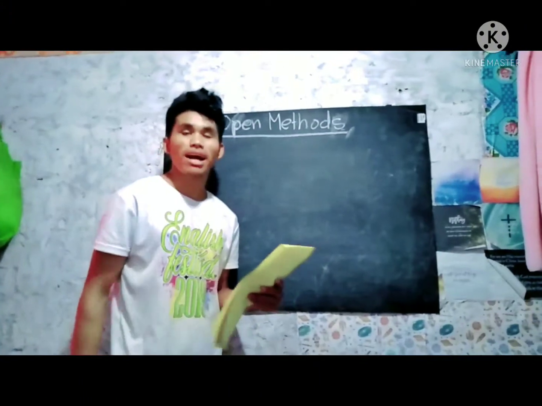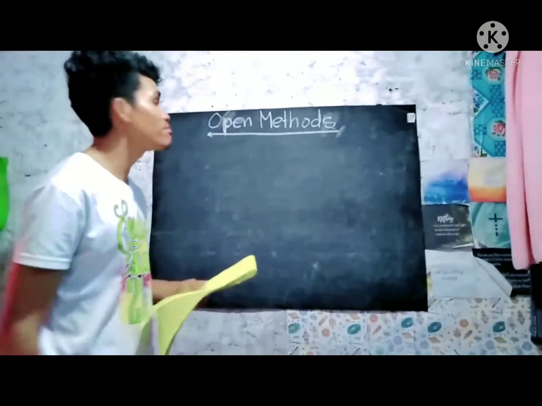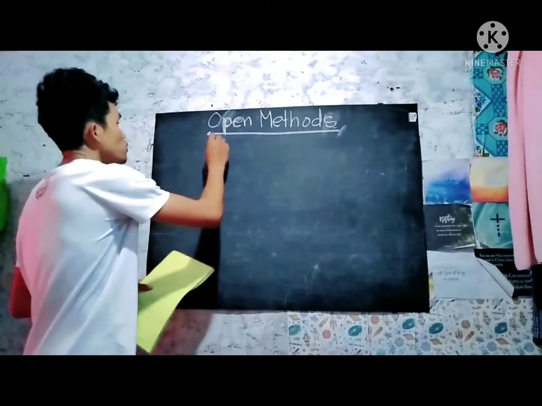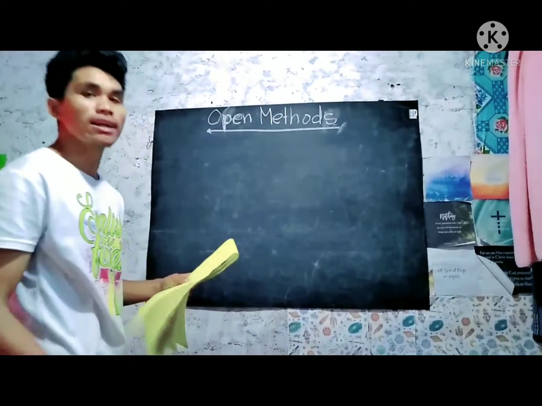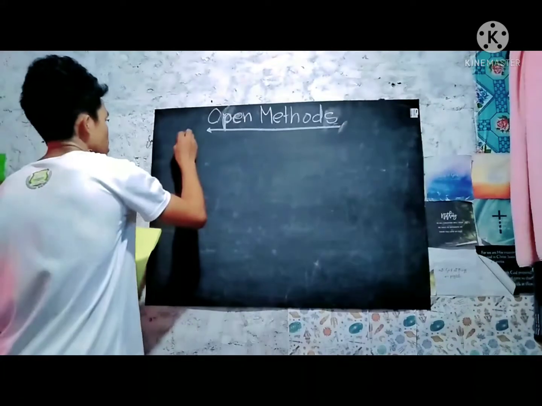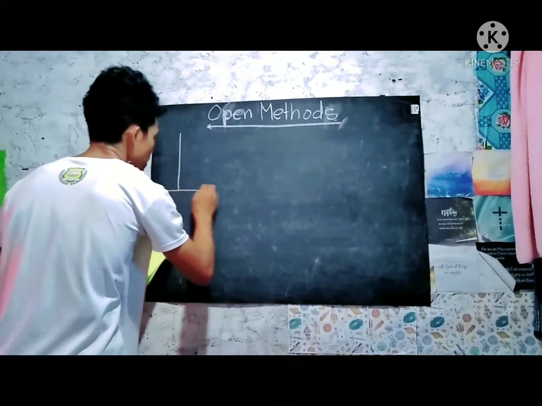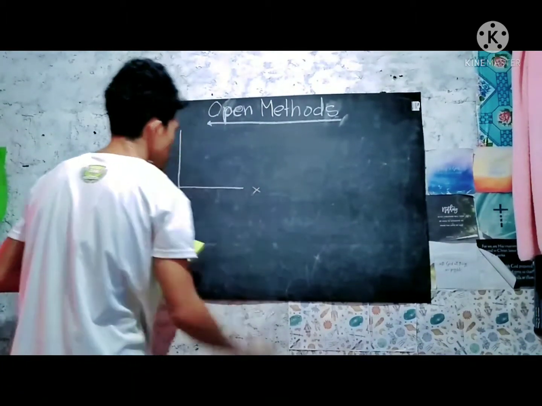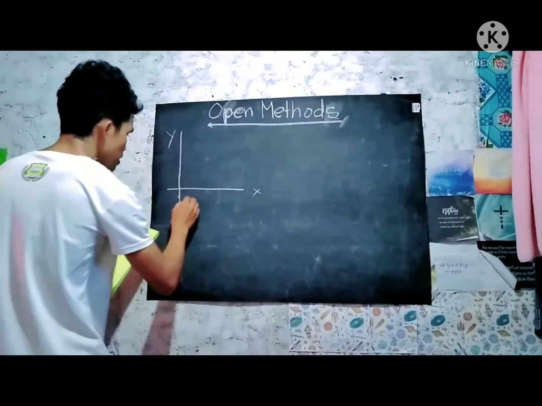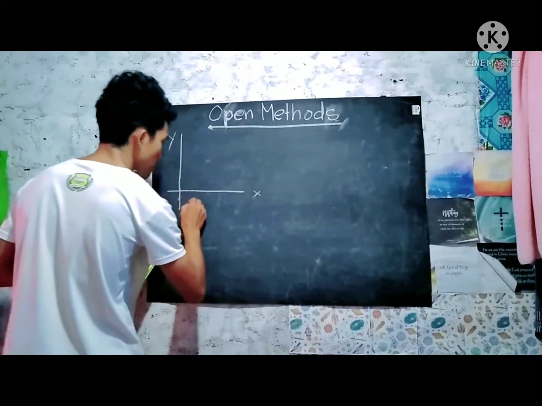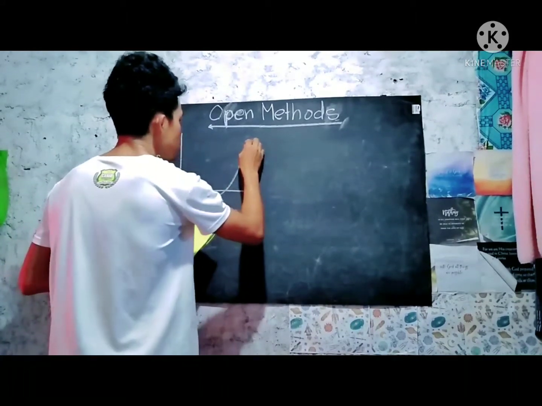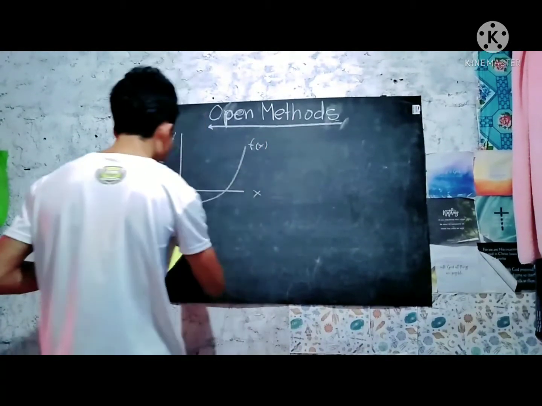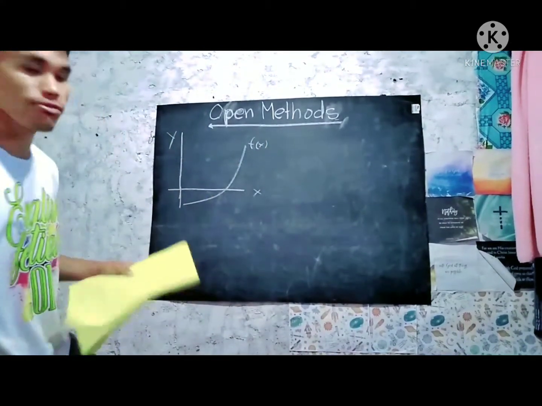Okay guys, welcome back again. At this point of time, we're gonna discuss an open method. In order to understand the open method, we're gonna first make our Cartesian plane. This is our y-axis, this is our x-axis over here. And we have a slope over here, and this slope is what we call f of x.